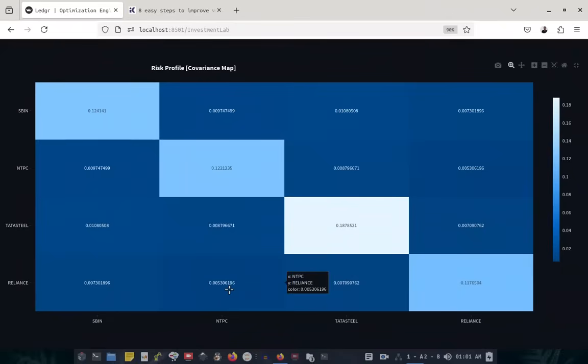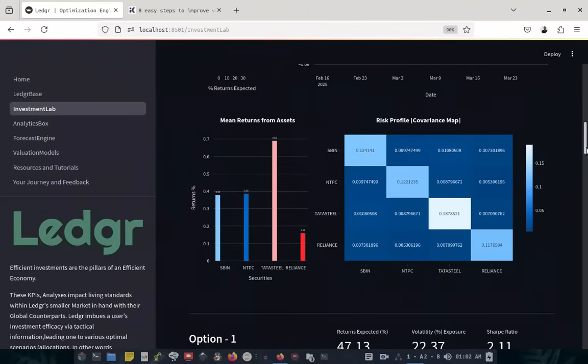Alternatively, you can look at how SBI is related to each of these companies, as in for NTPC it has a coefficient of 0.0097, and for Tata Steel it has something around 0.0108. So this is way more dependent than this on SBI. Yes, we will discuss these things in a video later. Let us move on. Next comes the main part.